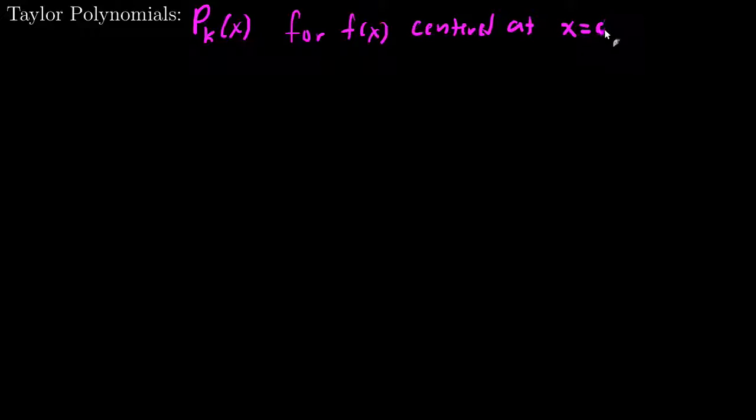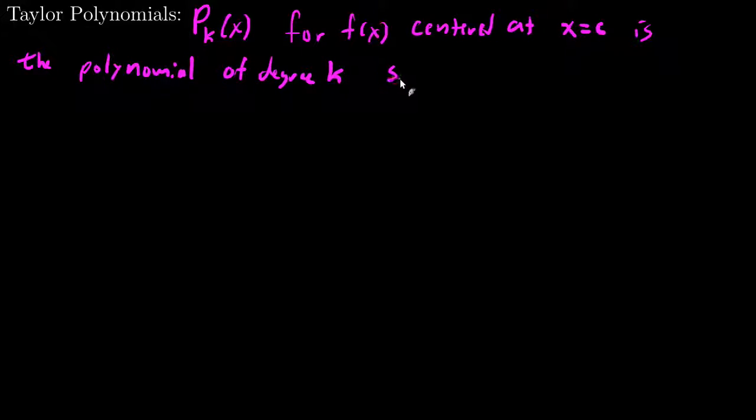So in this video we're going to look at Taylor polynomials. A Taylor polynomial, let's say p sub k of x, for the power function or power series, for f of x centered at x equals c, is a polynomial of degree k such that the value at c is equal to the function's value at c.